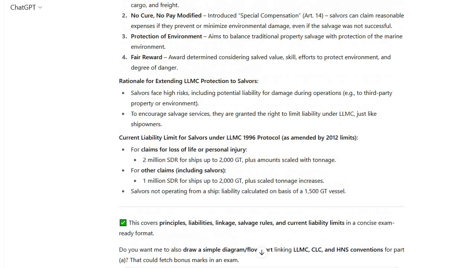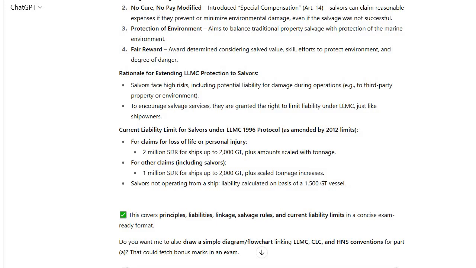Now you'll see for claims for loss of life or personal injury, 2 million SDR for ships up to 2000 GT, right? Plus an amount scaled with tonnage. For other claims, including salvor, 1 million SDR for ships up to 2000 gross tonnage, plus scaled tonnage increases. Salvor not operating from a ship, liability is calculated on the basis of 1500 gross tonnage.